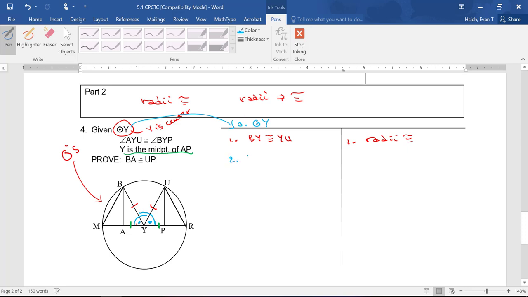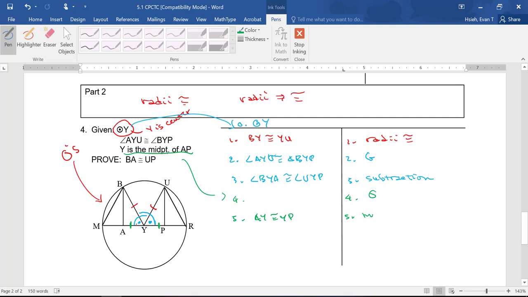I need angle AYU is congruent to angle BYP, that's just given. And then I did a subtraction, right? So angle BYA is congruent to angle UYP by subtraction property. And then this guy is given. AY is congruent to YP. If it's a midpoint, it divides the segment into two congruent segments.